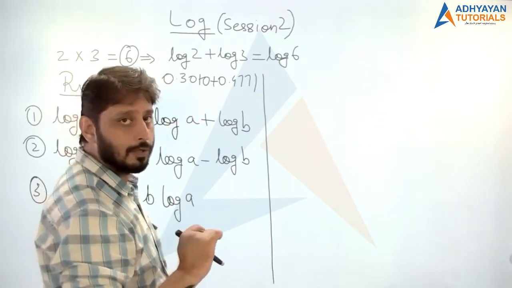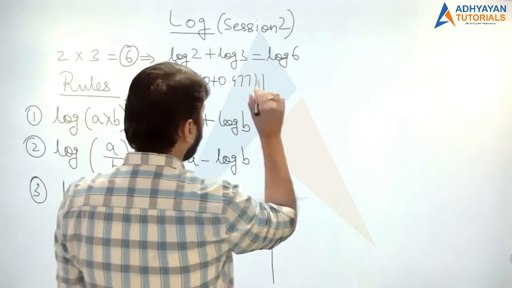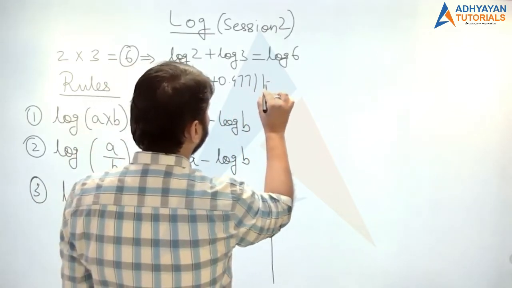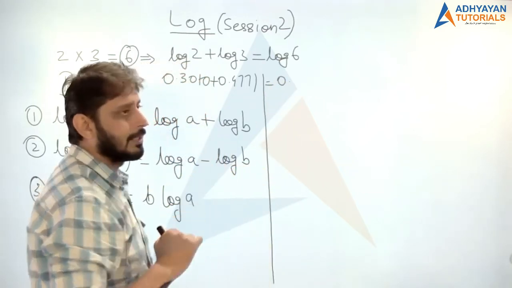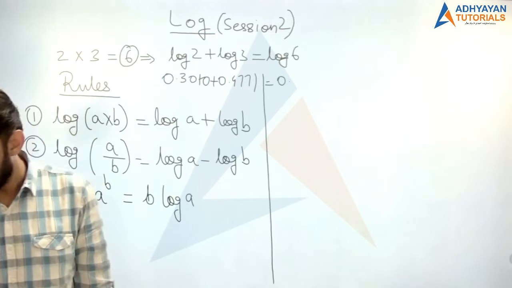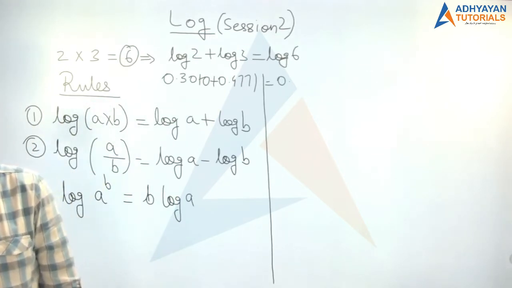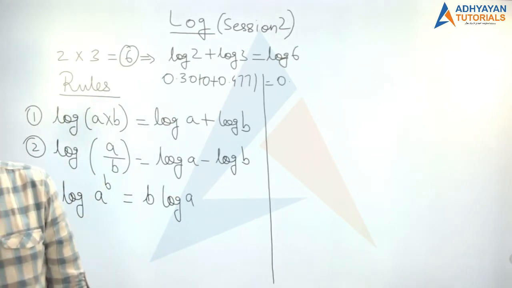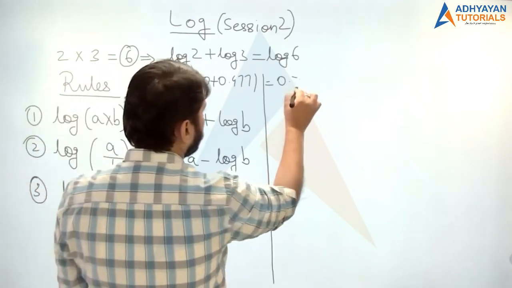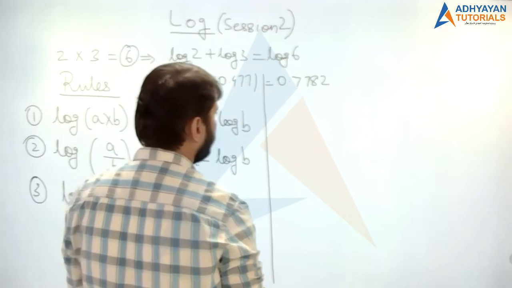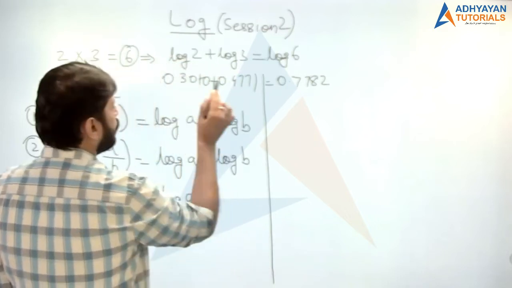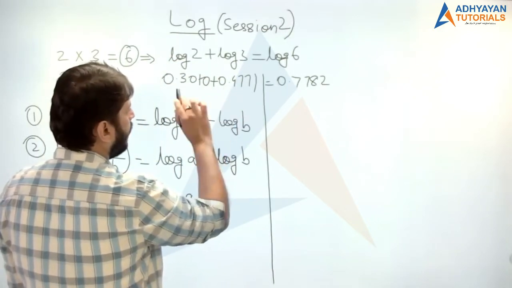Now what is the value of log 6? Log 6 will be equal to characteristic 0, point 7782. Isn't it, guys? So now if I add these two, what do I get? I will just add them for you.